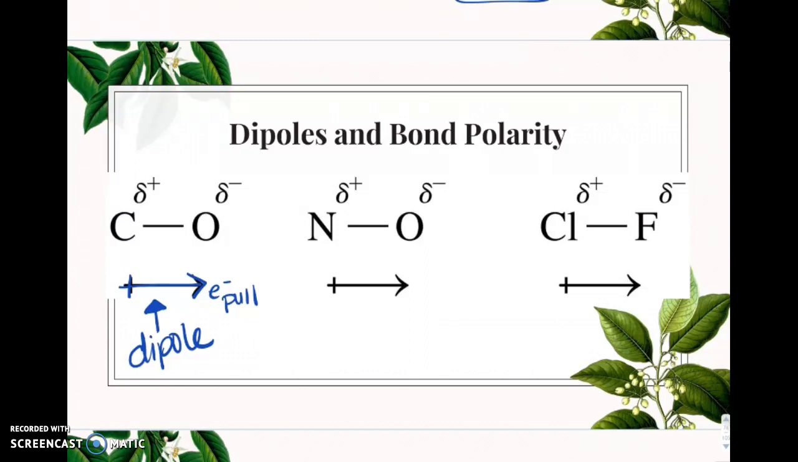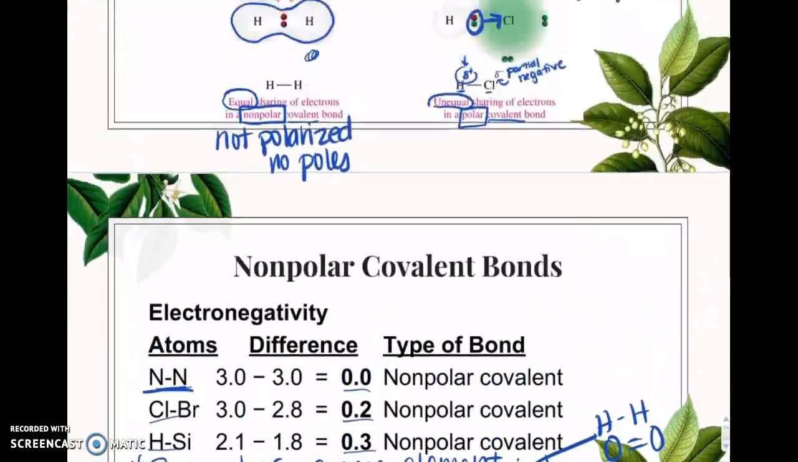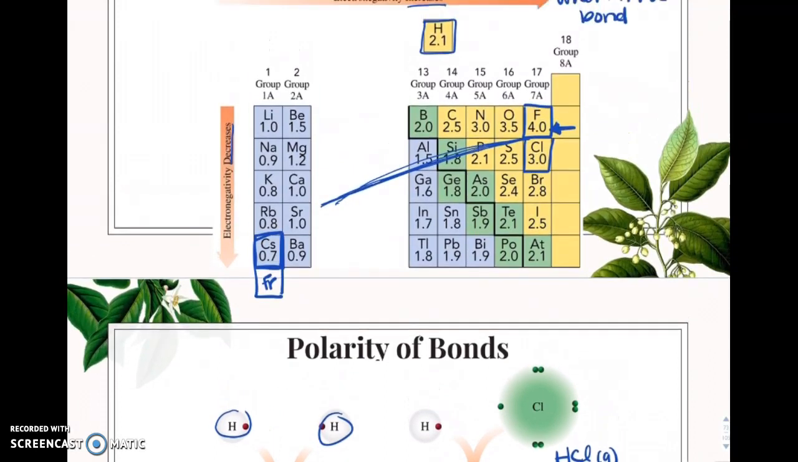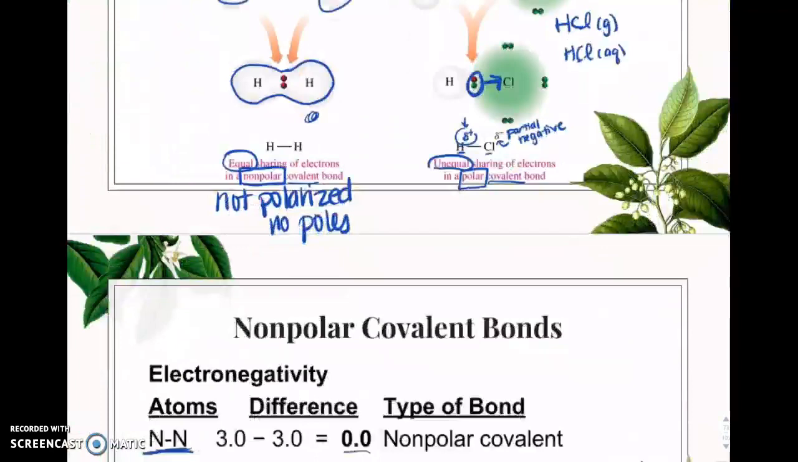So we always do the arrow towards the more electronegative element. So this is more electronegative. This is less electronegative. How am I looking at that? I'm just looking on the periodic table. So if I have a polar bond, you're going to remember two different elements. The more electronegative one is going to be whatever one is closest to my buddy fluorine, because it's the most electronegative.